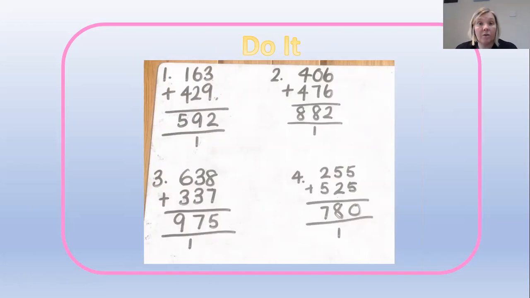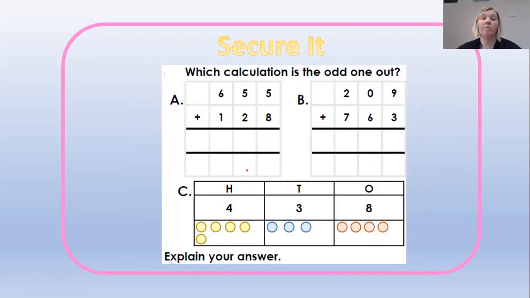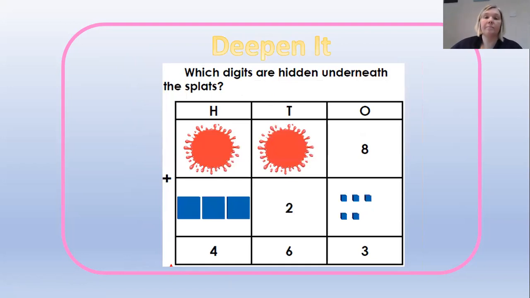You also have a secure it, which you can move on to. Okay, and it says which calculation is the odd one out? And that all important phrase at the bottom, explain your answer. We want a because or a why. Okay, give your answer. You should have 3 calculations there that you need to work out. And you're deep in it.